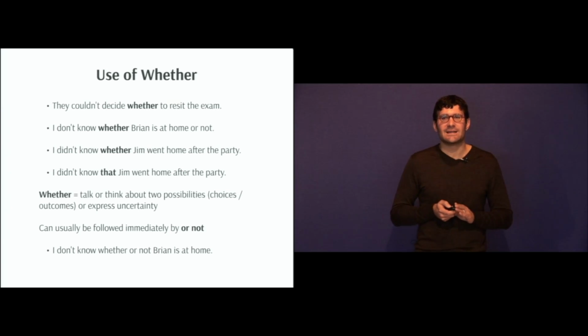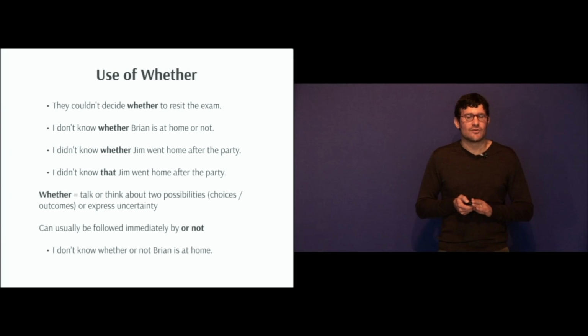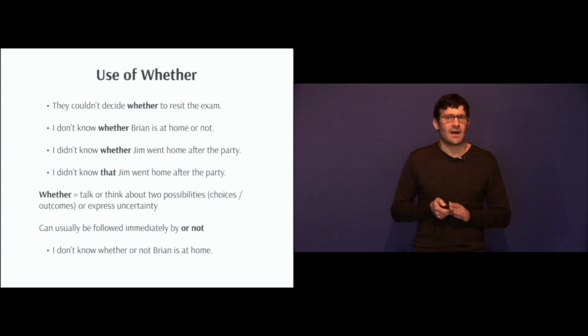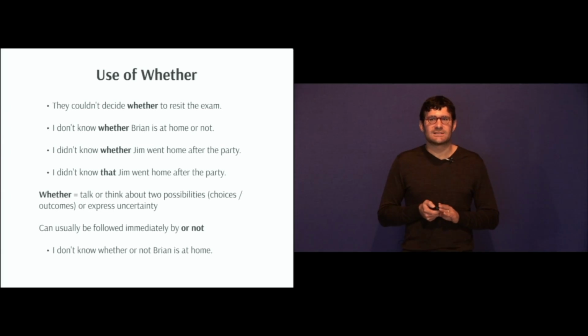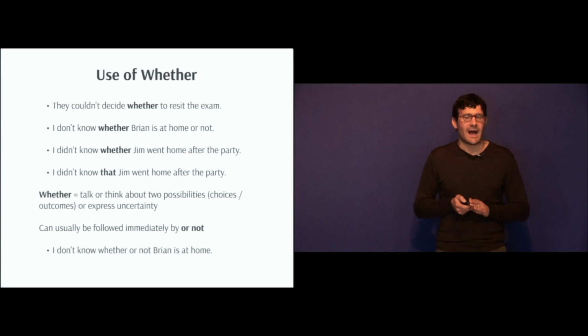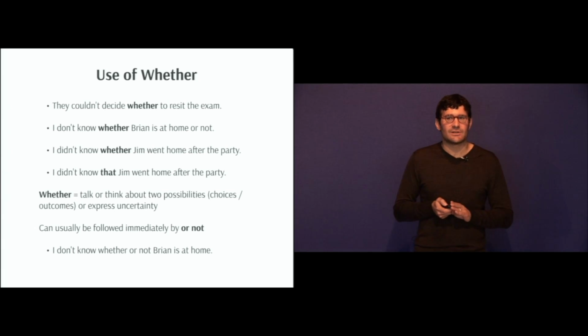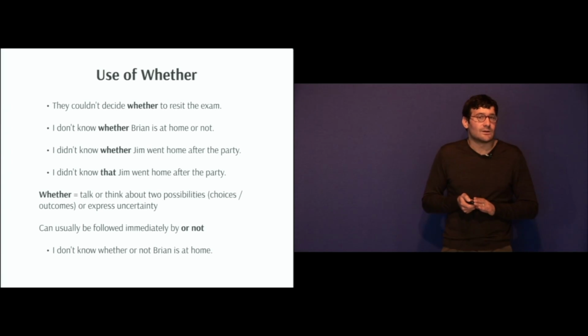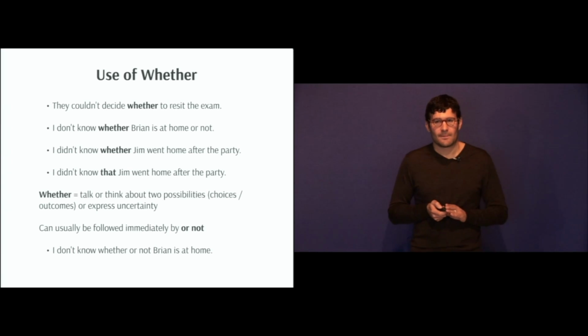So in the sentence, I didn't know whether Jim went home after the party, you're expressing an uncertainty, and I'm not really sure. I couldn't decide whether to resit the exam. I don't know whether Brian is at home or not. It can be an uncertainty, but it can also be two possibilities. Is Brian at home or is Brian not at home? I don't know. Maybe he is, maybe he isn't.